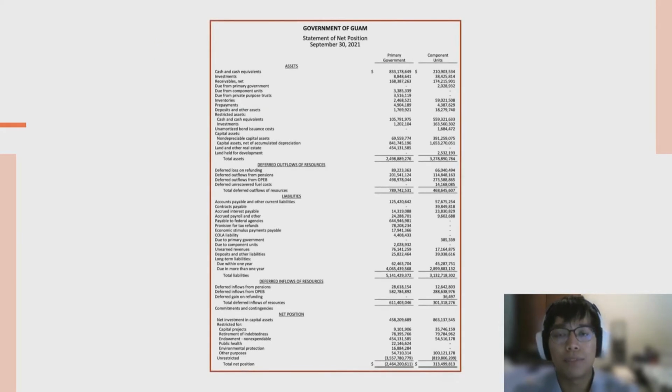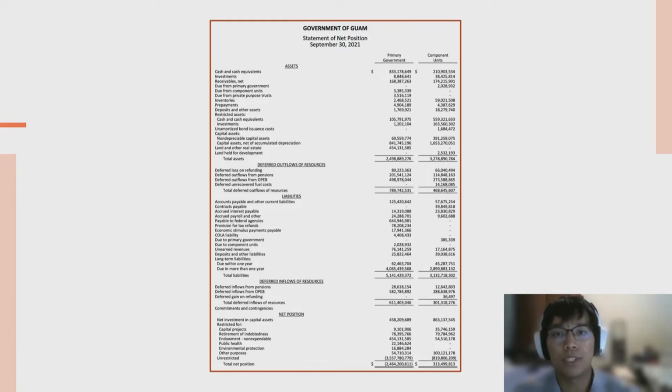Moving on, we examine GovGuam's financial statements, with the first one being the statement of net position. It presents the financial position of the governmental entity and it discretely presents the component units. The first thing to note and consider is that the component unit amounts are reported separately from the primary government. Similar to the regular financial accounting balance sheet, net position reports assets, liabilities, and net position.